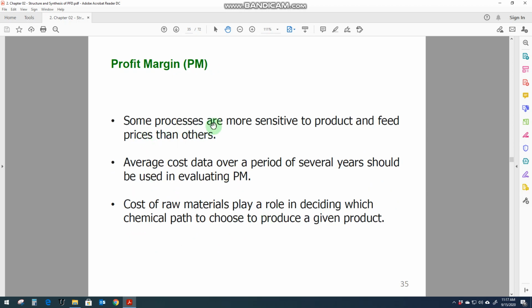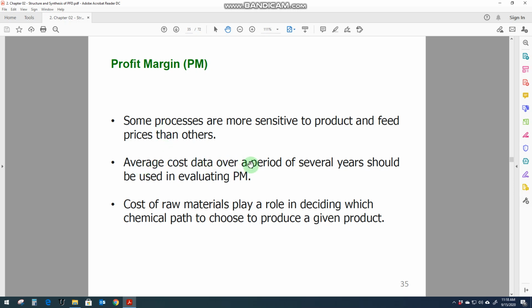Some processes are more sensitive to product and feed prices than others. So when we design different processes, some of them are more sensitive to the feed and the product prices. That is an important criterion that we need to consider when we calculate the profit margin.